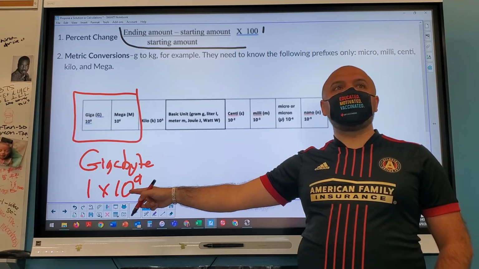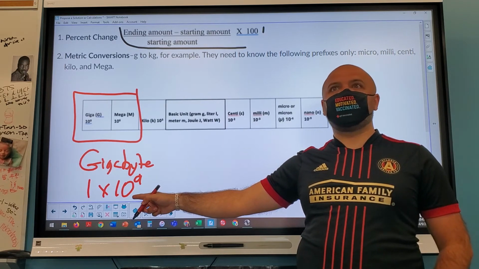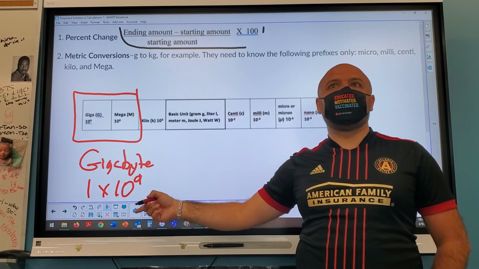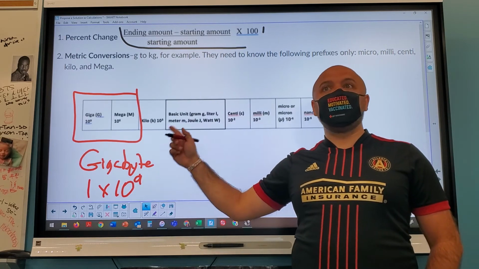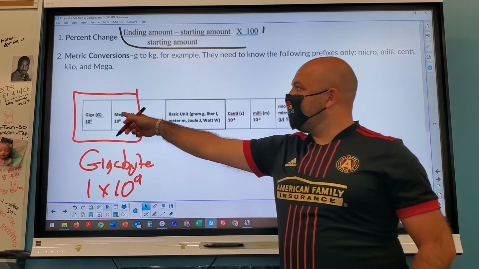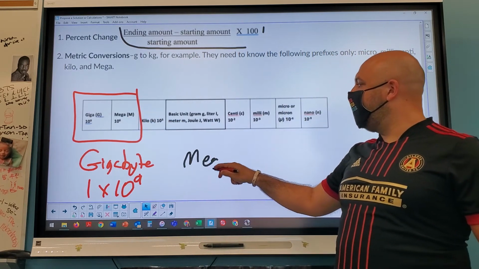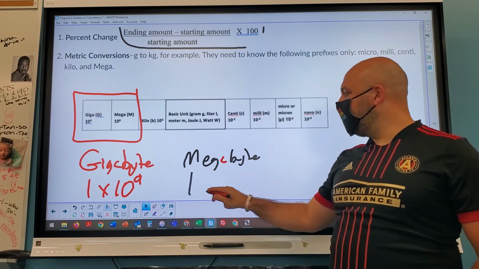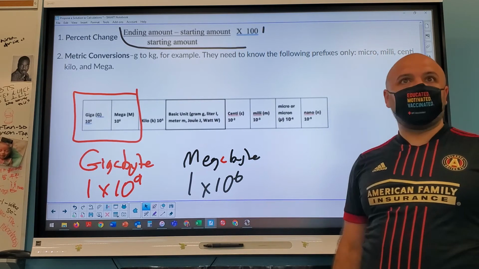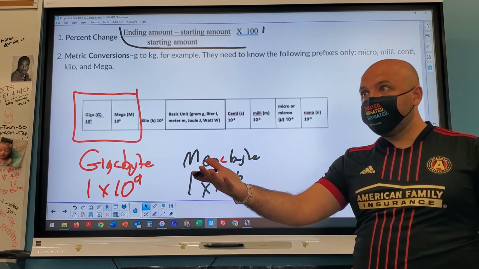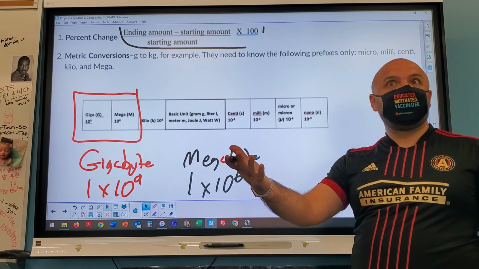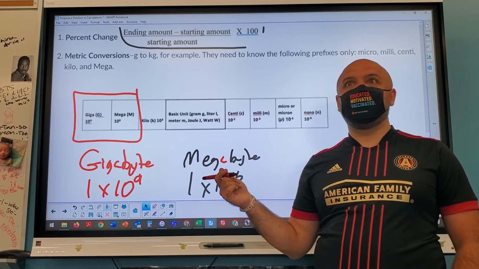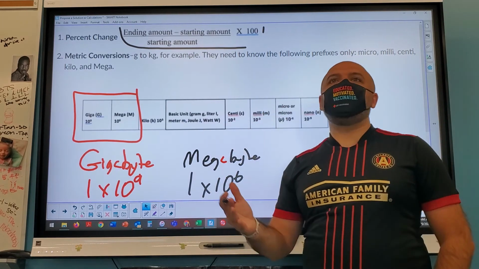Anything times 10 with a 9 exponent is 10 with 9 zeros, which is a billion. This is a billion bytes. Anything that's a giga is a billion. Anything that's a mega, like a megabyte, which you've heard before too, is what? 1 times 10 to the 6th power. So that would be 6 zeros, guys. Has 6 zeros? A million. Just say it confidently.